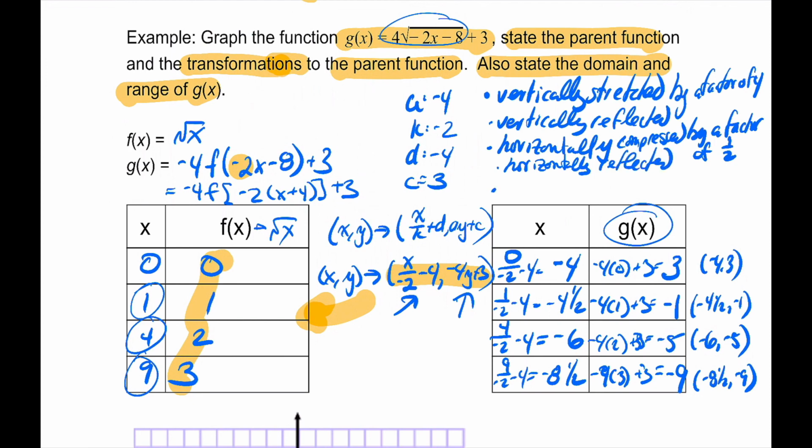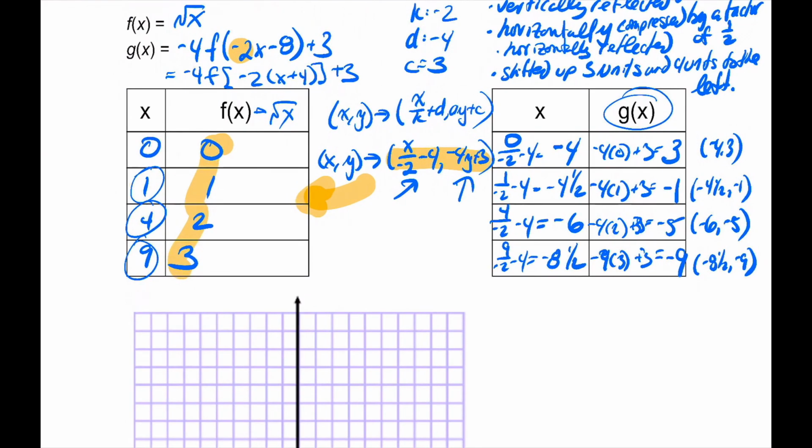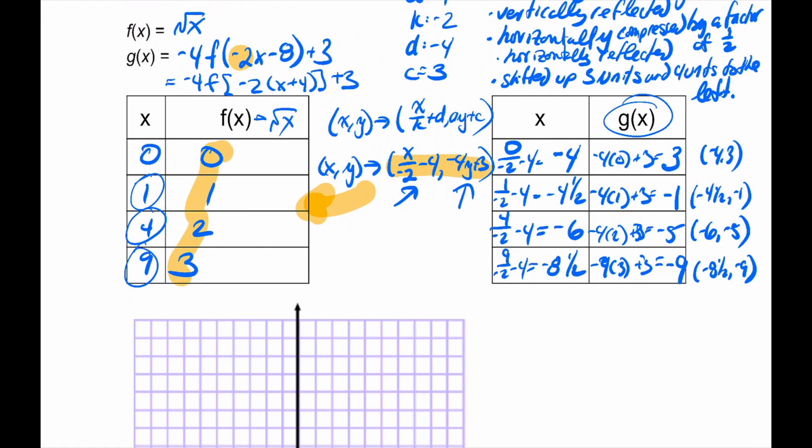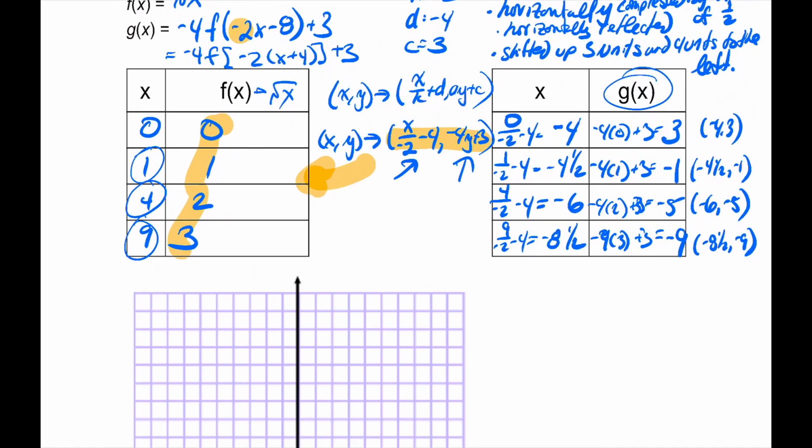And then our two shifts: shifted up 3 units and 4 units to the left. So hopefully when we graph this, that's the transformation we're going to see. We see a double reflection, vertical and horizontal. It's going to be vertically stretched and horizontally compressed, so we'll see the net effect of that.